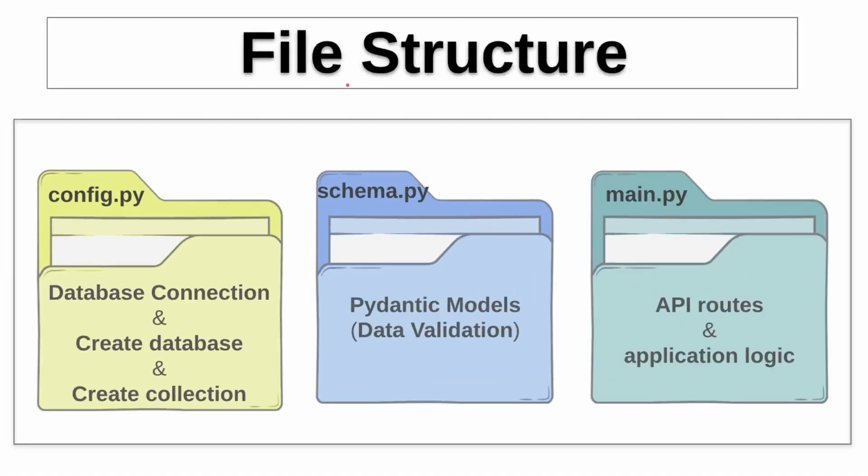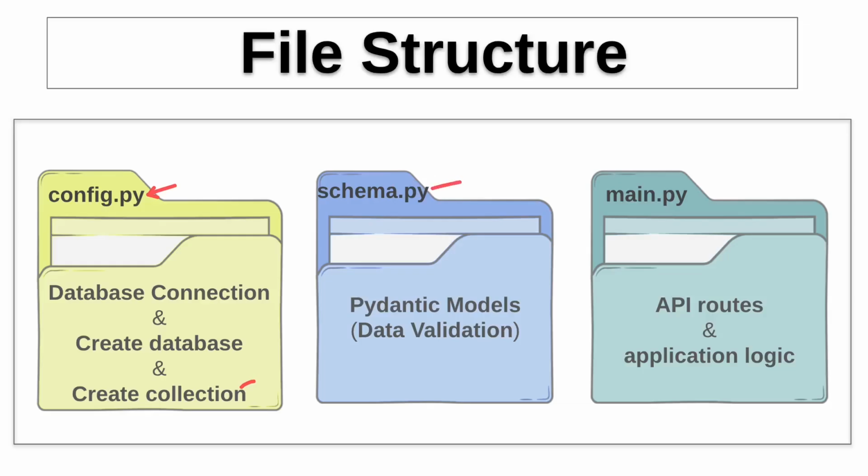First of all, let's see the file structure. We will use 3 files. One is config.py. It's responsible for database connection, then create database and create collection. Collection means the table.